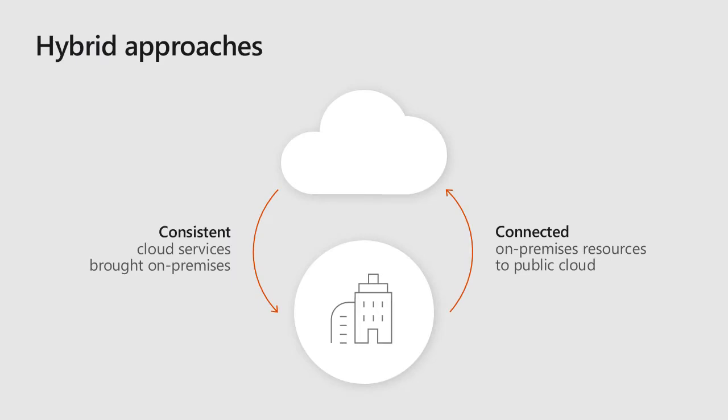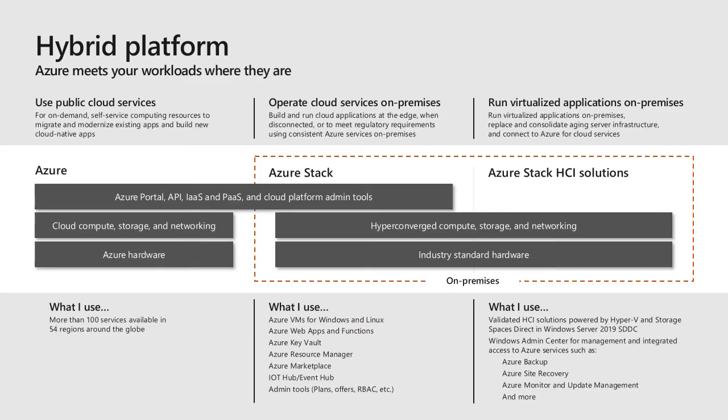So there are two hybrid approaches. One is what we call consistent, which is bringing cloud services on-premise, and the other one is connected, which means that you're using on-premises resources, but you're expanding or enhancing it using the public cloud. So to do this, we have two approaches for the hybrid platform. If you want to use public cloud services, we have the Azure Public Cloud Services, as you can see here. So it has cloud compute, storage, and networking, and Azure hardware.